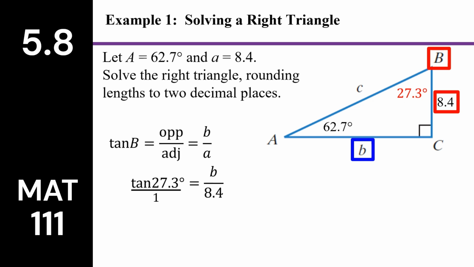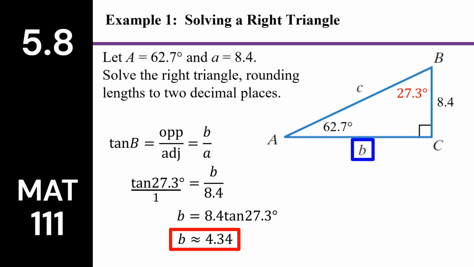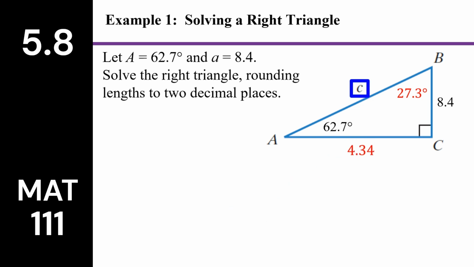So we can put tangent of 27.3 degrees equals b over 8.4. If we put the tangent over 1, we can cross multiply. So b equals 8.4 times the tangent of 27.3 degrees. On our calculator, we can get 4.34. We then label that.